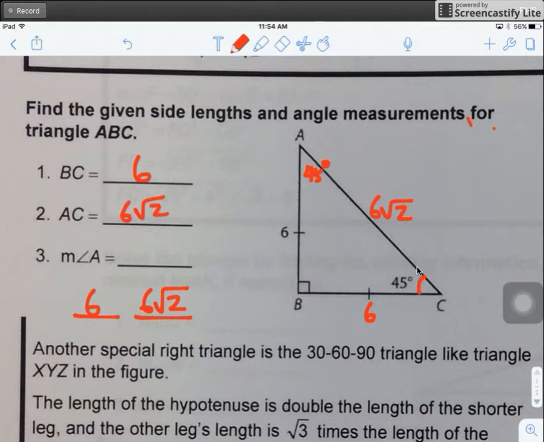And finally, the measure of angle A, we already identified it earlier, which is 45 degrees, because that would make this a 45, 45, 90. 90 minus 45 is 45. And that's number 1, 2, and 3.